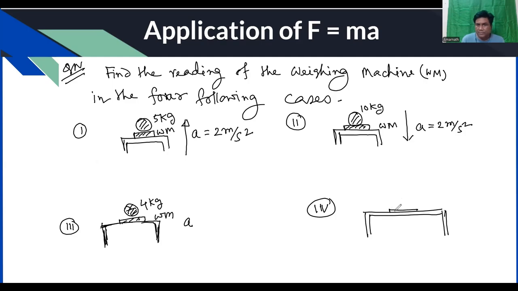So this is the weighing machine. This is the 5 kg block. An object is moving up with velocity 2 meters per second. Remember, it is not acceleration. It is velocity, which is constant. So in this case, what will be the reading of the weighing machine? Okay, all the 4 cases. So you please give a try.